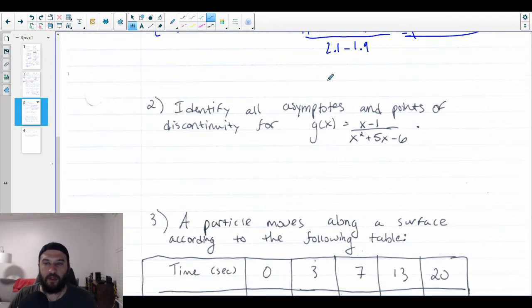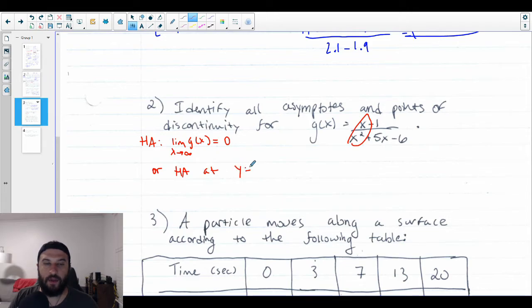Okay, identify all asymptotes and points of discontinuity. This really shouldn't be a calculator section question. I just made it one in case you are still uncomfortable doing asymptotes without graphing. So horizontal first, that's easy. Okay, we have a bigger degree on bottom, right? So our function is going to approach 0. Okay, so we could say limit as x approaches infinity of g of x equals 0, or we could just say there's a horizontal asymptote at y equals 0.